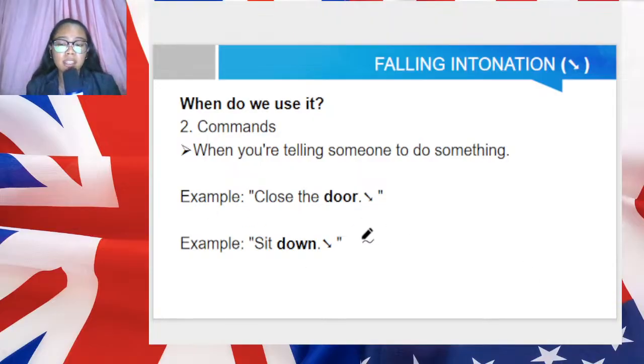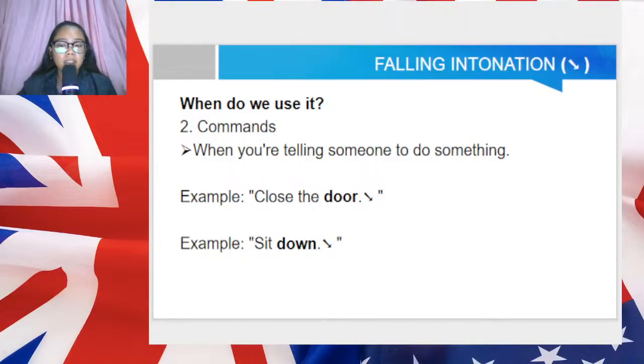Similarly, with the second example, sit down. The falling intonation on down makes this a direct and unmistakable command. Whether you're telling a child, a pet, or giving instruction in a formal setting, the descending pitch conveys that this is a definitive action to be taken.